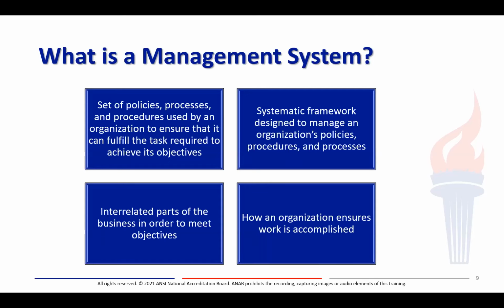There are many different definitions of management systems. It is a set of policies, processes, and procedures used by an organization to ensure that it can fulfill the task required to achieve its objectives, or a systematic framework designed to manage an organization's policies, procedures, and processes. Or it can be interrelated parts of the business in order to meet objectives. Basically, it is how an organization ensures work is accomplished.